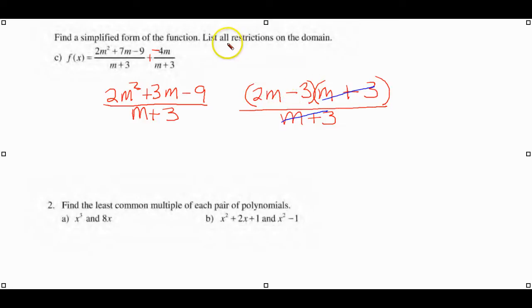Now they do ask for restrictions of the domain, and this one's easy because there's only the one term. So we set our denominator equal to 0, and we get m equals a negative 3. So that's our restriction. m cannot be a negative 3. Otherwise, it's all real numbers.